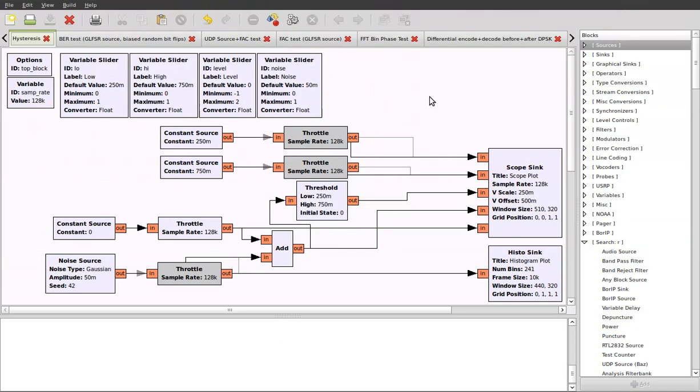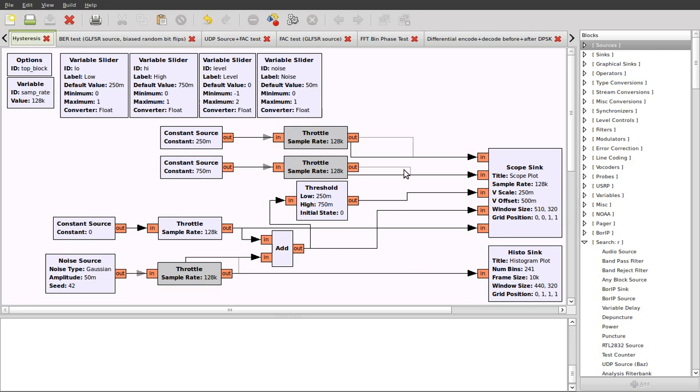One final note regarding this flow graph. You can see there are a number of throttle blocks. You can place as many throttles in as you like, but I've found that depending on your flow graph, you can actually just get away with one. Let's consider what's going on here.